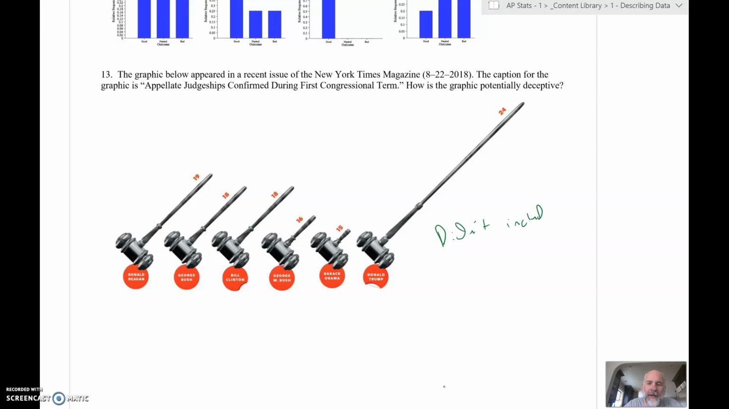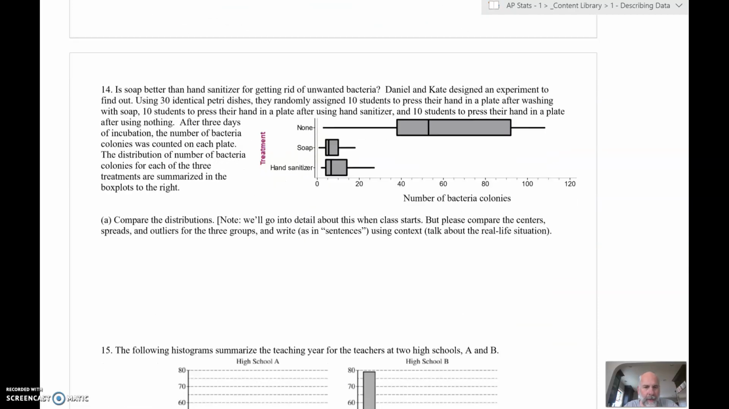And by shortening them up, we make this thing look like it's nearly nothing when really it's over half this one, right? 15 is over half of 24. And the one problem with this one is it doesn't include the fact that this was one term and this was 2. So that's a little interesting. But the graphic is deceptive because of that.